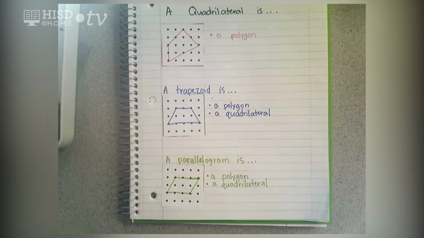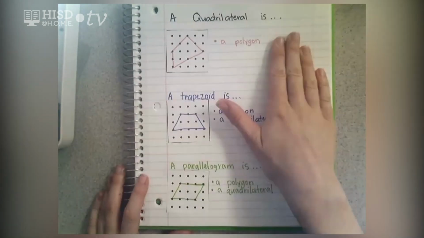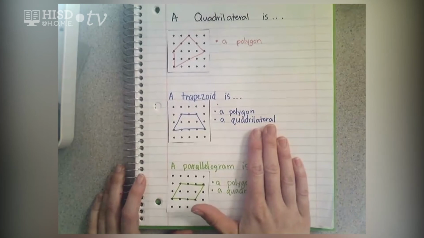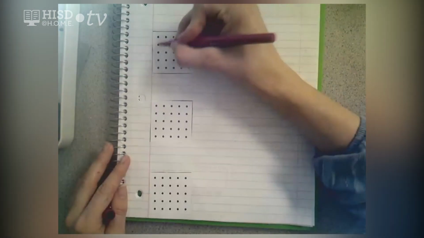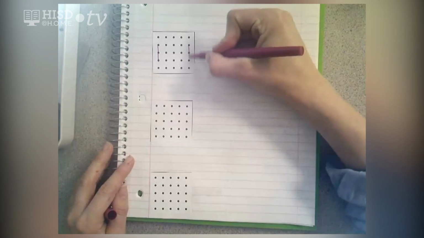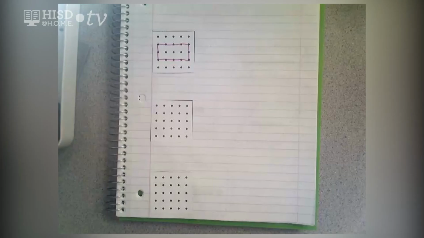Now this is where it gets a little bit more exciting. We've learned what a quadrilateral is, a polygon, a trapezoid is a type of quadrilateral, and same with a parallelogram. Now some of these things are going to qualify for more than just being a quadrilateral and a polygon. So our next one is very familiar to most of us. This is a rectangle. So we have a rectangle.